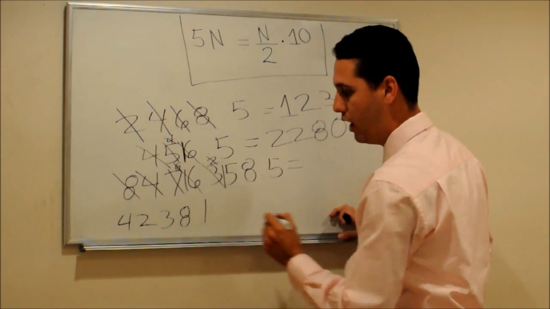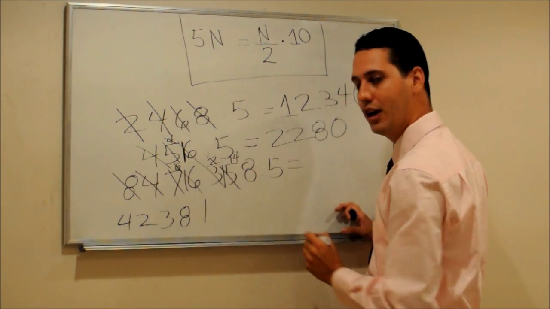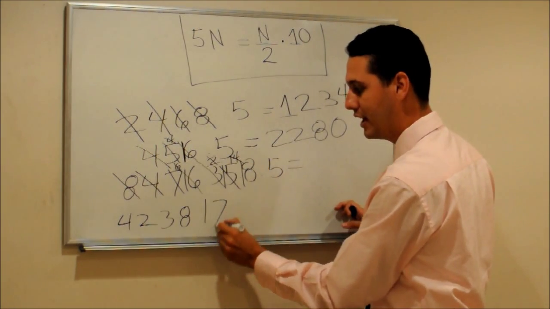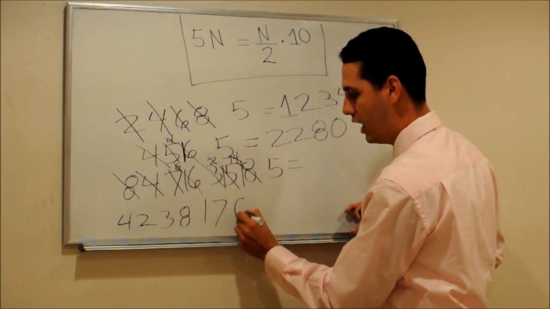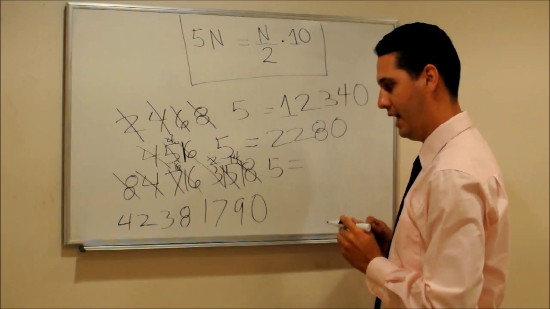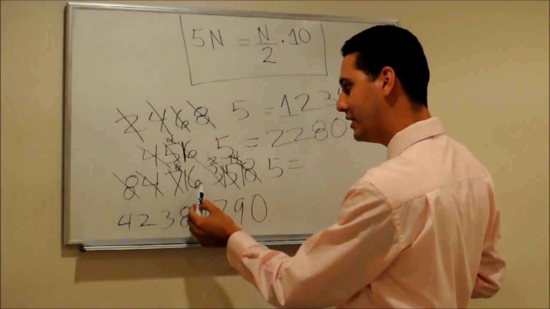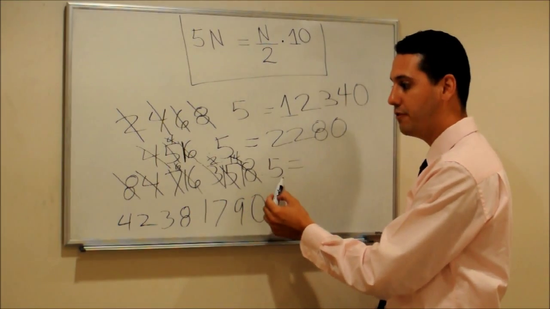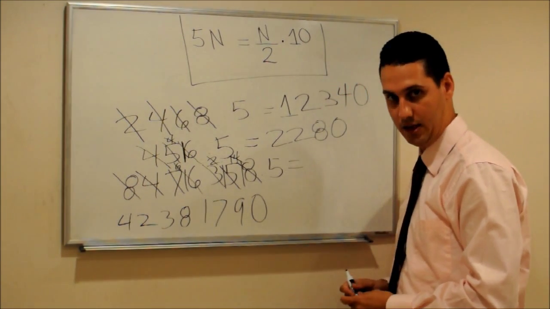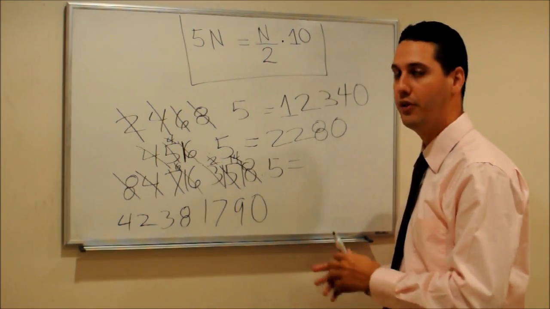Half of 2, 1. Half of 15 is also odd. So let's make this one 14. And let's add 10 to the next one. Half of 14, 7. Half of 18, 9. And finally, we need to multiply this number by 10, which means we have to put a 0 at the end. In this case, the answer of 8,476,358 times 5 is 42,381,790. And that's how the multiplication by 5 has to be done.